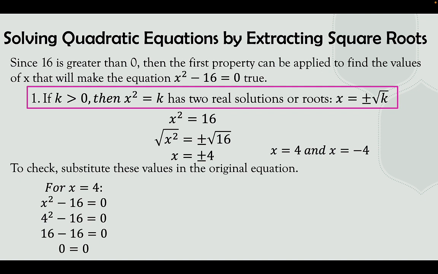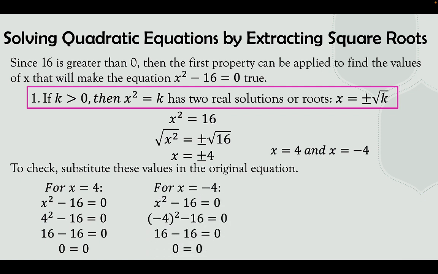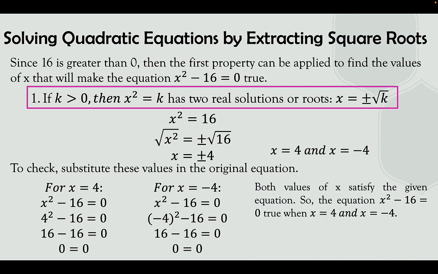Now let's try x equals negative 4. We just need to substitute negative 4 for the value of x. So we have negative 4 squared minus 16 equals 0. 16 minus 16 equals 0. So that means both values of x satisfy the given equation. So the equation x squared minus 16 equals 0 is true when x equals 4 and x equals negative 4. The equation has two solutions, and that is x equals 4 and x equals negative 4.